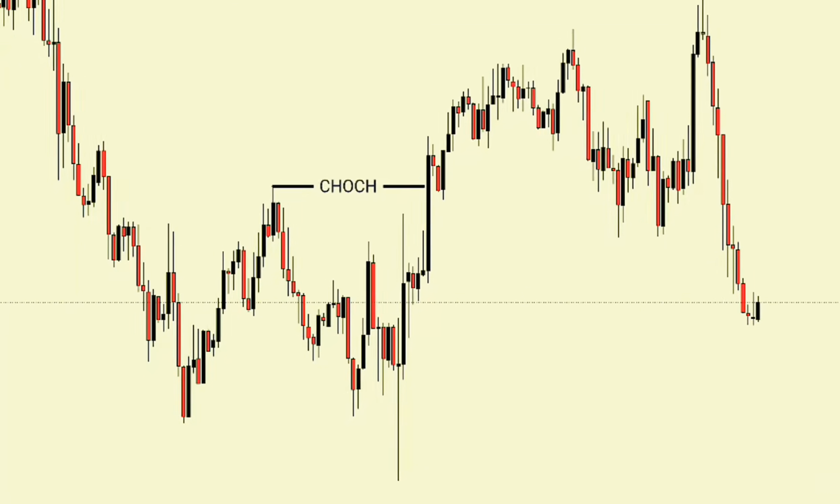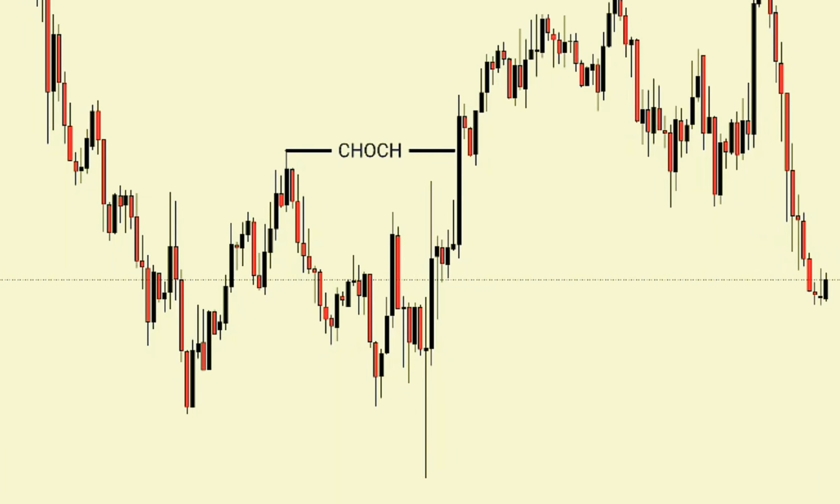Now, let us focus on the change of character visible on this chart. A change of character occurs when the market stops respecting its previous direction and starts showing the first clear sign of a shift in control. Before this point, price was making lower highs and lower lows, which indicates bearish structure. During this phase, sellers were in control of the market.